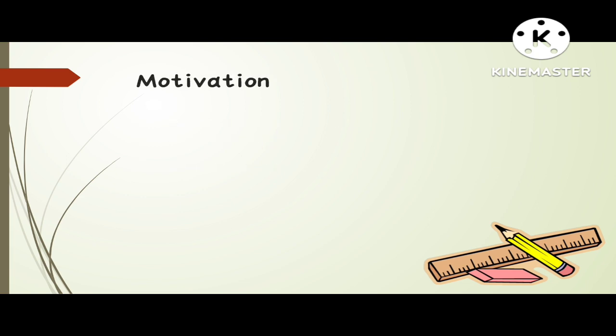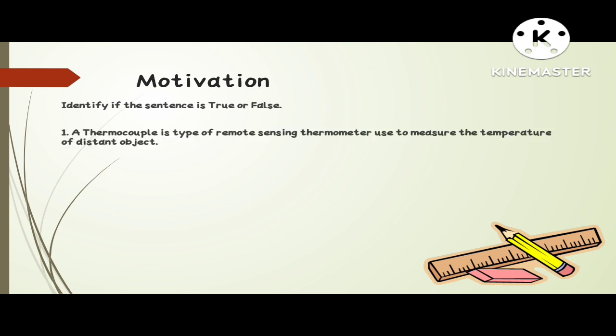But before we dig into this lesson, let's first test your knowledge with this short motivation. Identify if the statement is true or false. I give you 5 seconds to answer. Let's start. Number 1. A thermocouple is a type of remote sensing thermometer used to measure the temperature of distant objects.